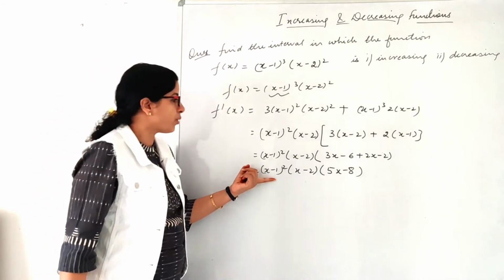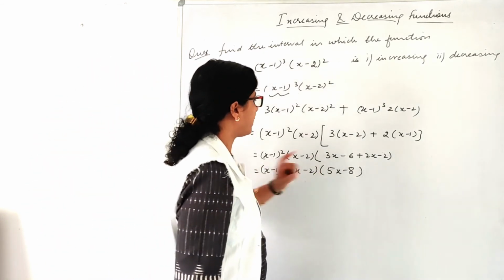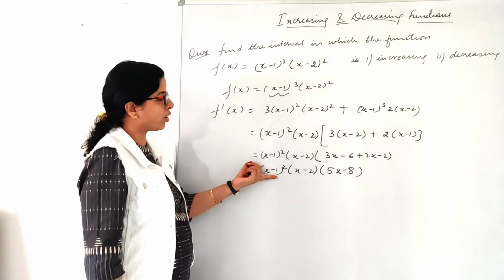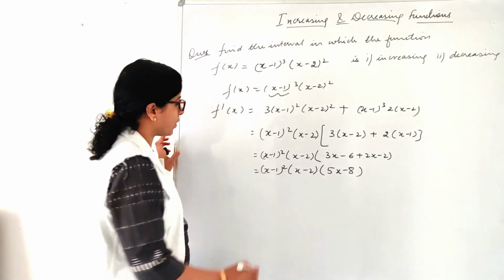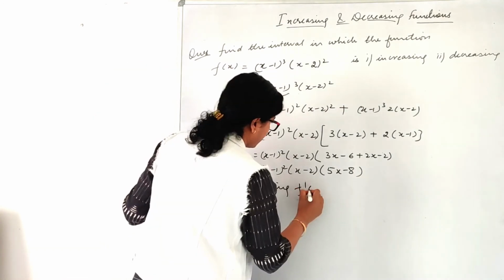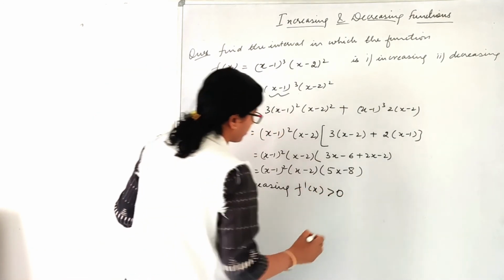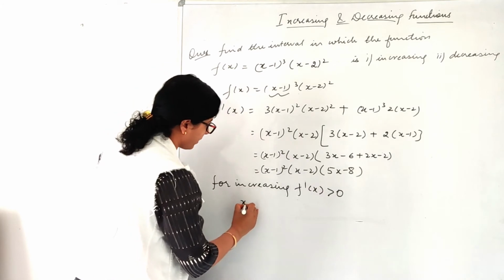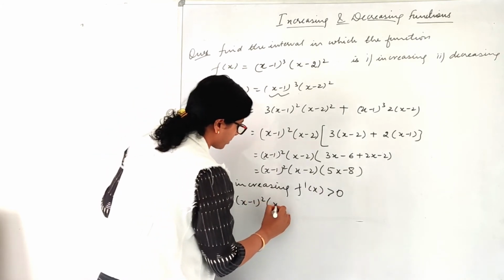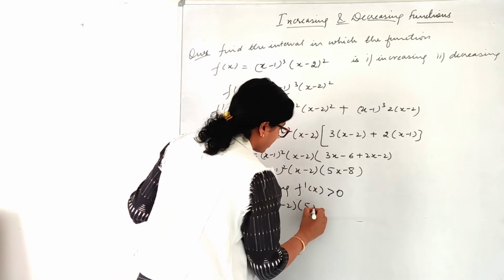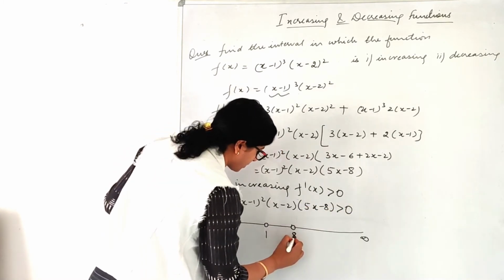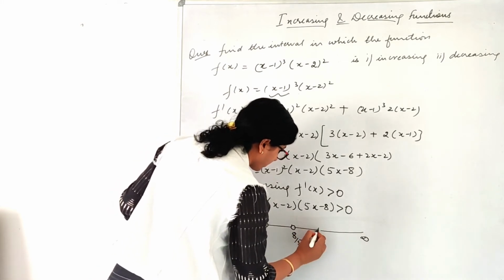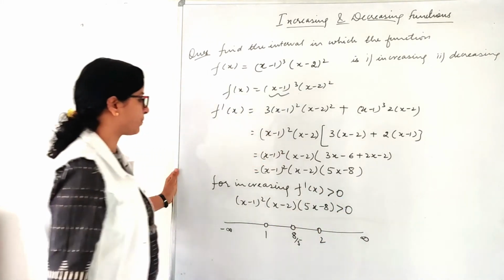So my critical points are 1, 2 and 8 by 5. Though we know this will be always positive for all the values except at x equal to 1. For increasing, f dash x should be greater than 0. What does that imply? (x minus 1) whole square, (x minus 2) and (5x minus 8) should be greater than 0. This is 1, this is 8 by 5, and this is my critical point 2.